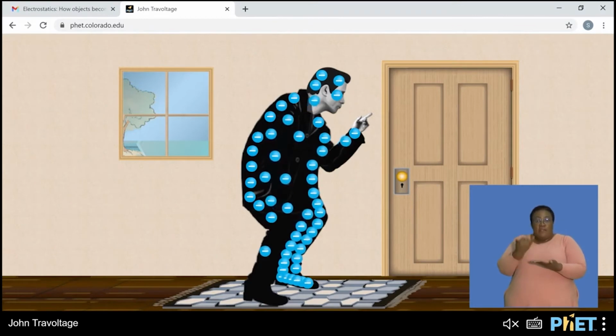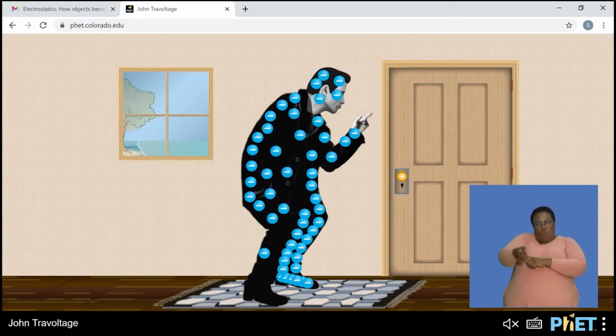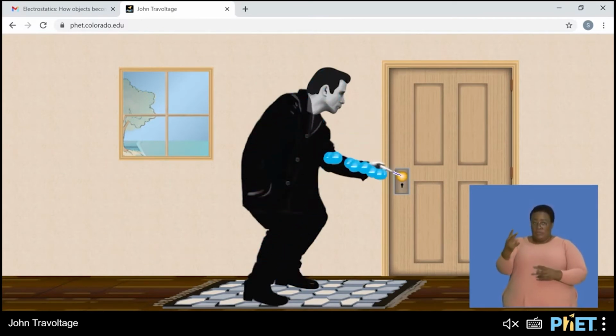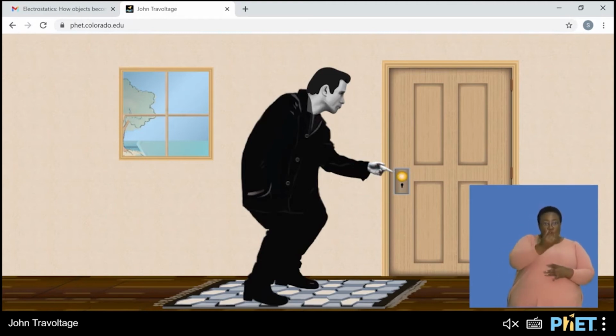Now, if John touches the metal door handle, and the metal door handle is actually a conductor, then the discharging process will occur. Look at that. So all the charge that John accumulated has been discharged. That's where you experience that minor shock, so that's static electricity in action.